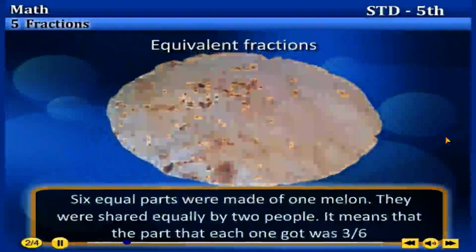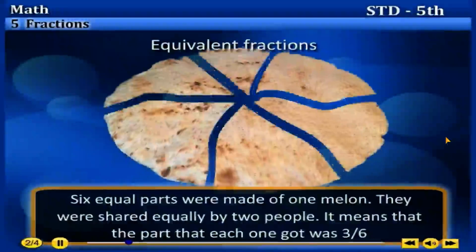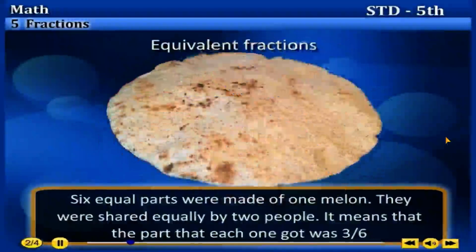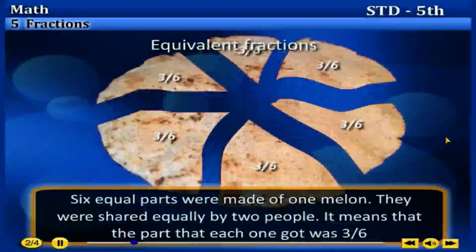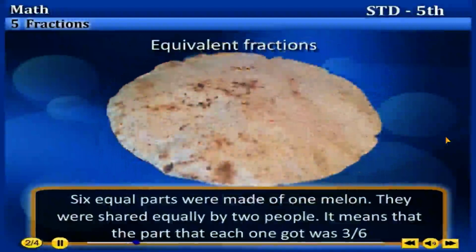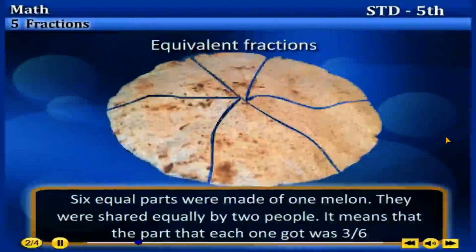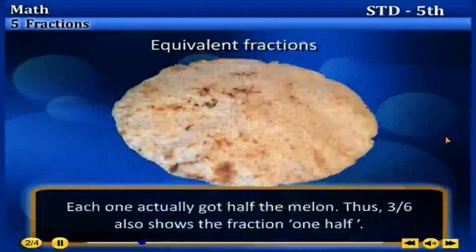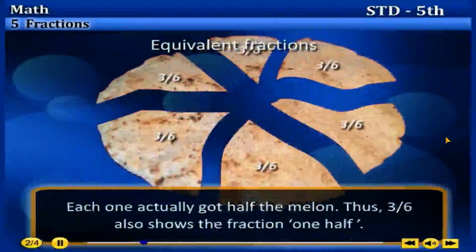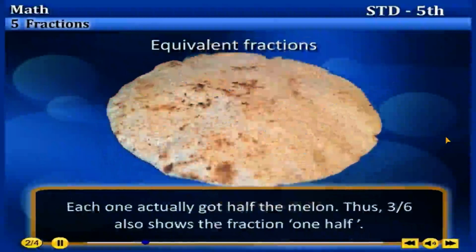6 equal parts were made of one melon. They were shared equally by 2 people. It means that the part that each one got was 3 upon 6. Each one actually got half the melon. Thus, 3 upon 6 also shows the fraction 1/2.